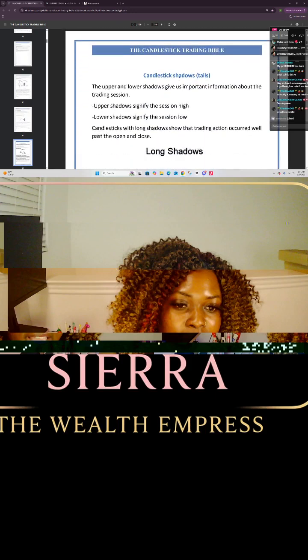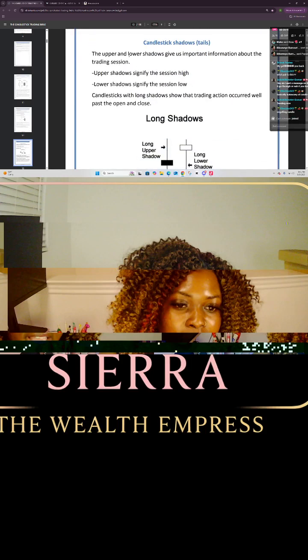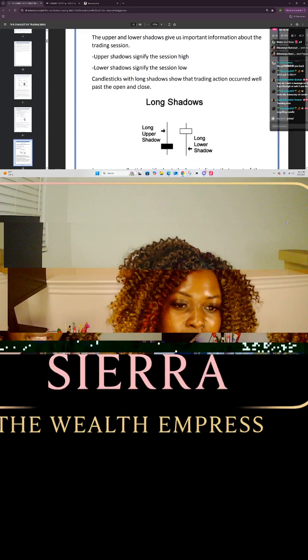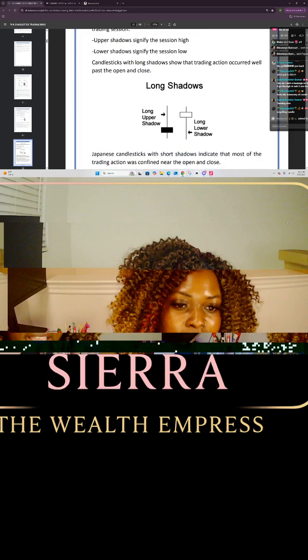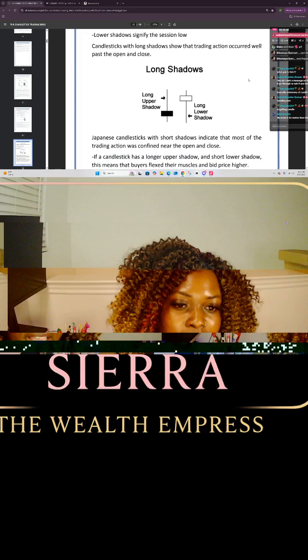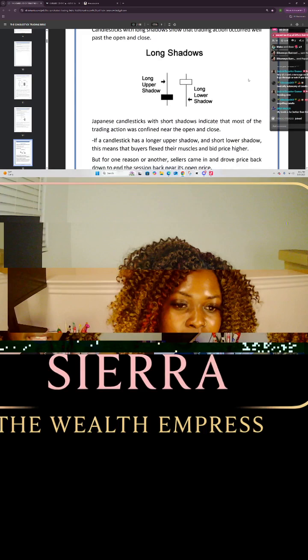All right, candlestick wicks. The upper and lower wicks give us important information about the trading session. Upper wicks signify the session high, lower wicks signify the session low. Candlesticks with long wicks show that trading action occurred well past the open and close. Okay, so you have your long wick at the top, okay, and then you have your long lower shadow. So these two candlesticks are called pin bars, okay?